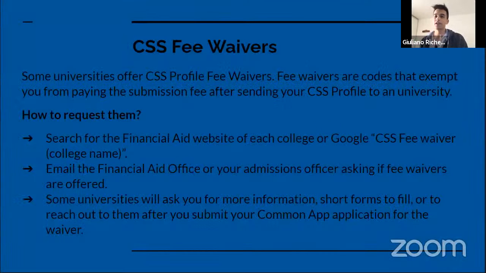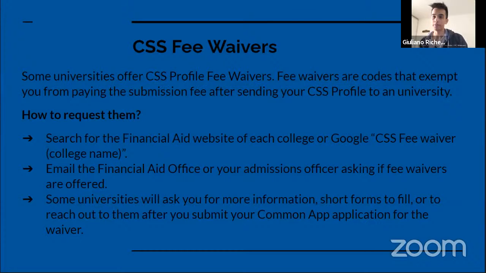So, for the fee waivers, some universities offer these codes called fee waivers. You should request them through the financial aid email of your university. You should just Google CSS fee waiver with the name of your college or search the website. Some universities will, for example, ask you to fill out some forms or documents or ask for some other clarification before giving you the CSS fee waiver. Other universities will wait until you submit your Common App application, and then they will give you your fee waiver.